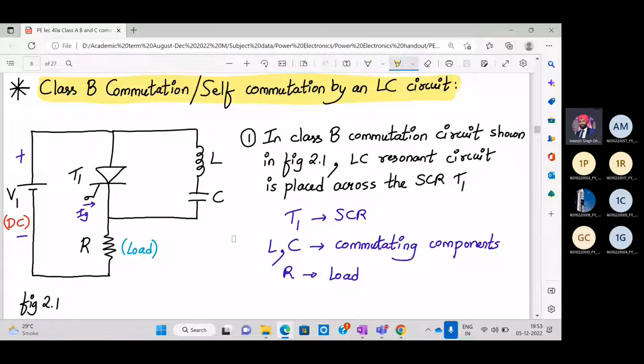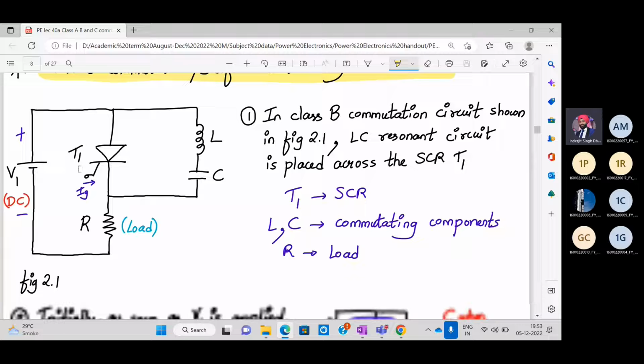Now we will talk about class B commutation. I told you almost every circuit will involve an LC element. So this is my class B commutation, or we call it self commutation by LC circuit. Here we have a DC voltage V1, then we have an SCR which is triggered by applying the gate trigger pulses. Then we have a load, and here the L and C are connected in parallel with the SCR. So this is my class B commutation.